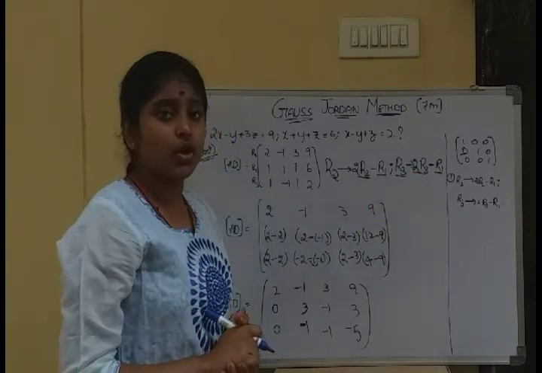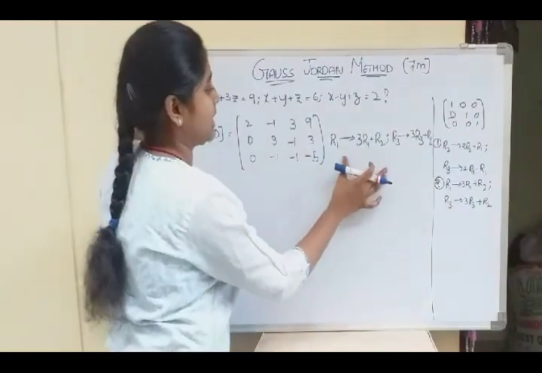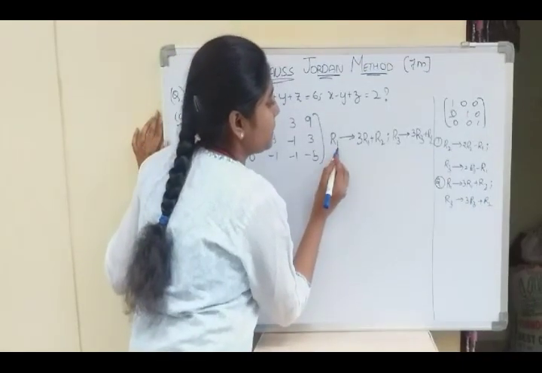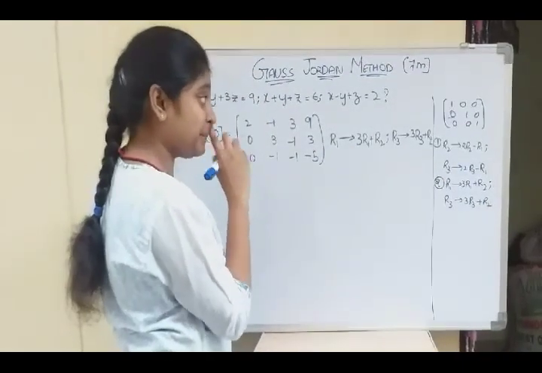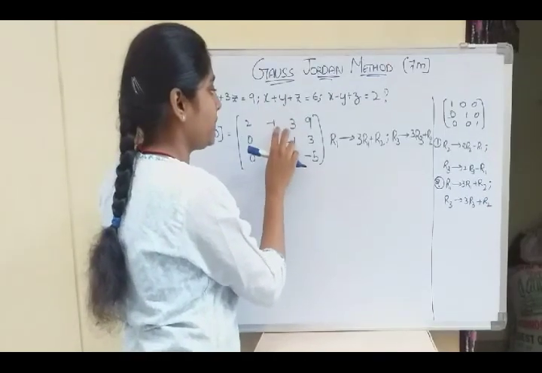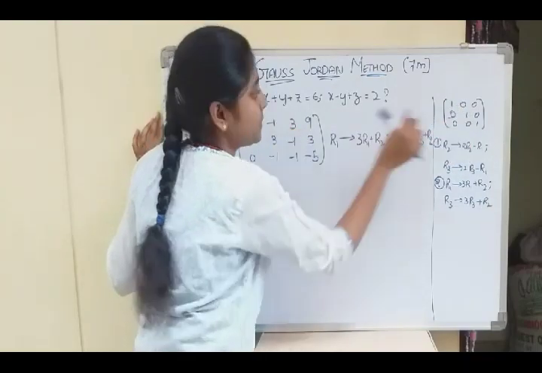Now we will go to the second step. Here the second step will be started. The second step is we need to make this as 0. Now I will make this element 0, because here these both will become 0, no?